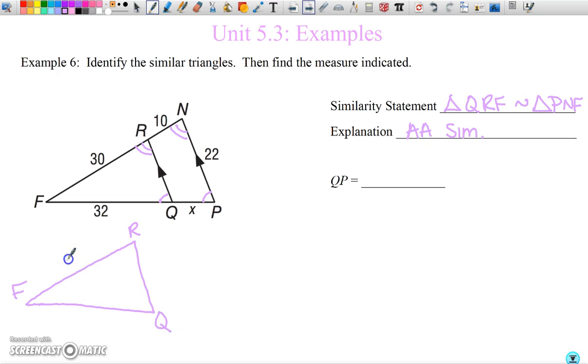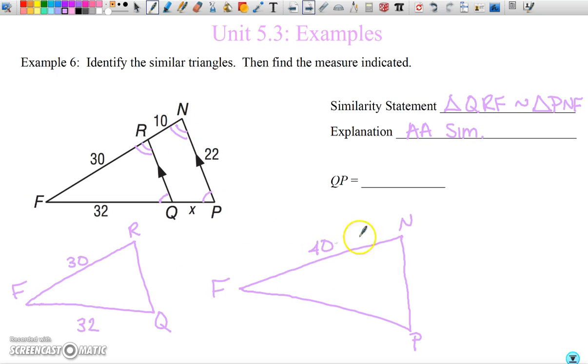So FRQ, so FR is 30, FQ is 32, and then RQ we don't know. All right, and then our second triangle, which is a little bit longer. Man, that's hard to write down here. So FNP. All right, so F to N. So we've got 30 plus 10. So we have a total of 40 for that whole side there. This side is 22, and then F all the way to P. Well, we add our two pieces together to get the full length. So this is actually 32 plus X.